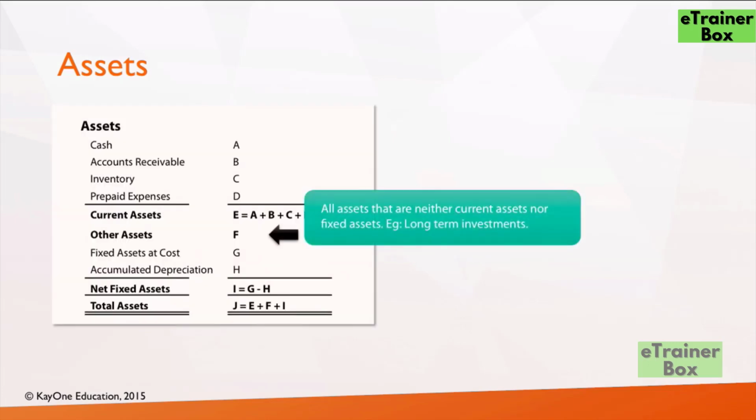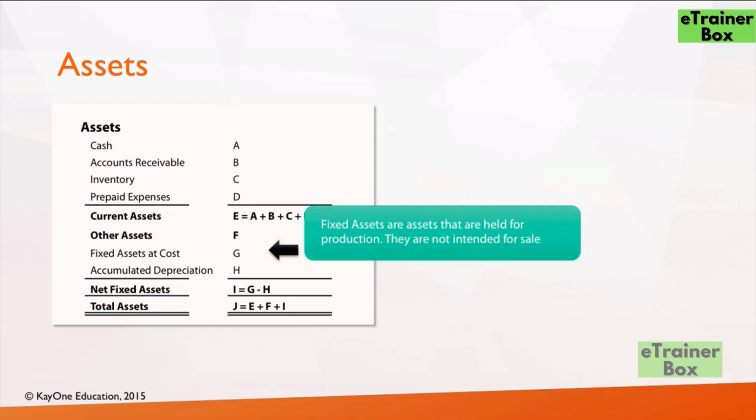Let's move on. The next item on the balance sheet is other assets. Other assets are typically assets which are neither current assets, meaning they don't have a realization period of 12 months or less, nor fixed assets. We'll get into fixed assets later, but an example for now is long-term investments.